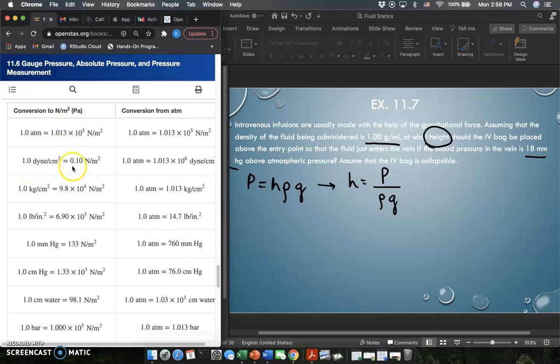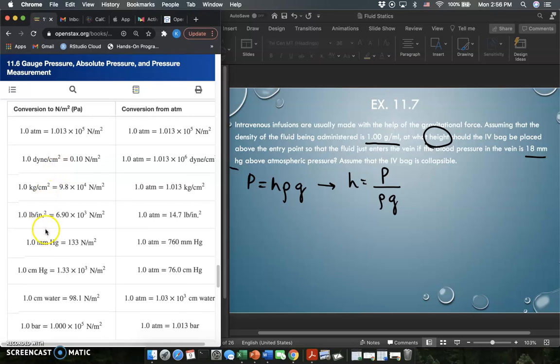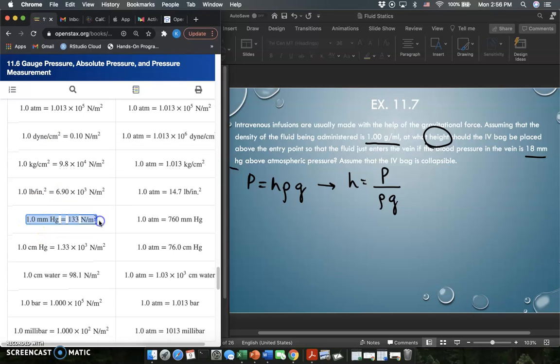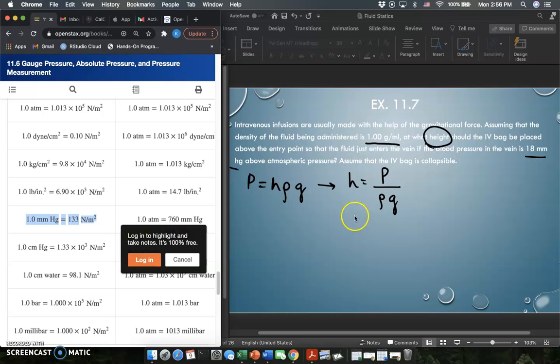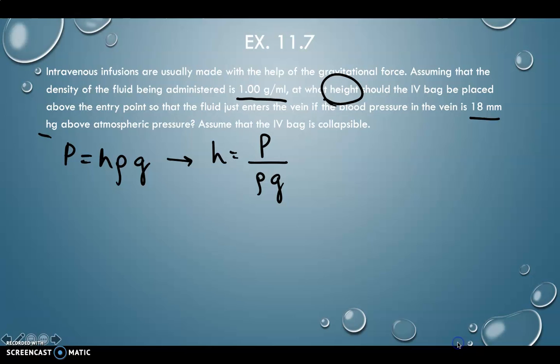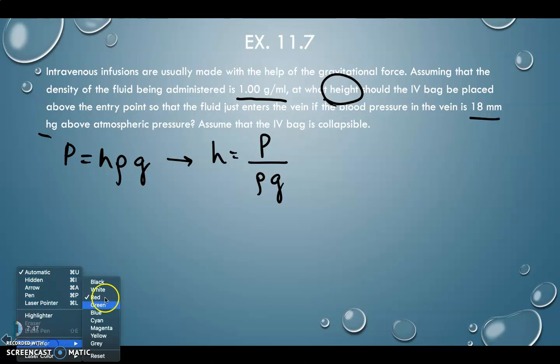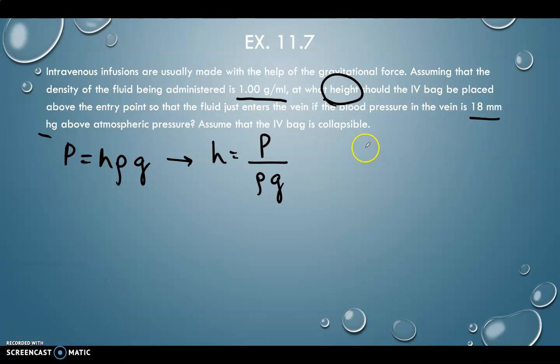Conversion to pascals. Yeah, let's use that. So 1 millimeter of mercury is equal to 133 Newtons per meter squared. So 133. Let me write that down real quick. So 1 mmHg is 133 pascals.